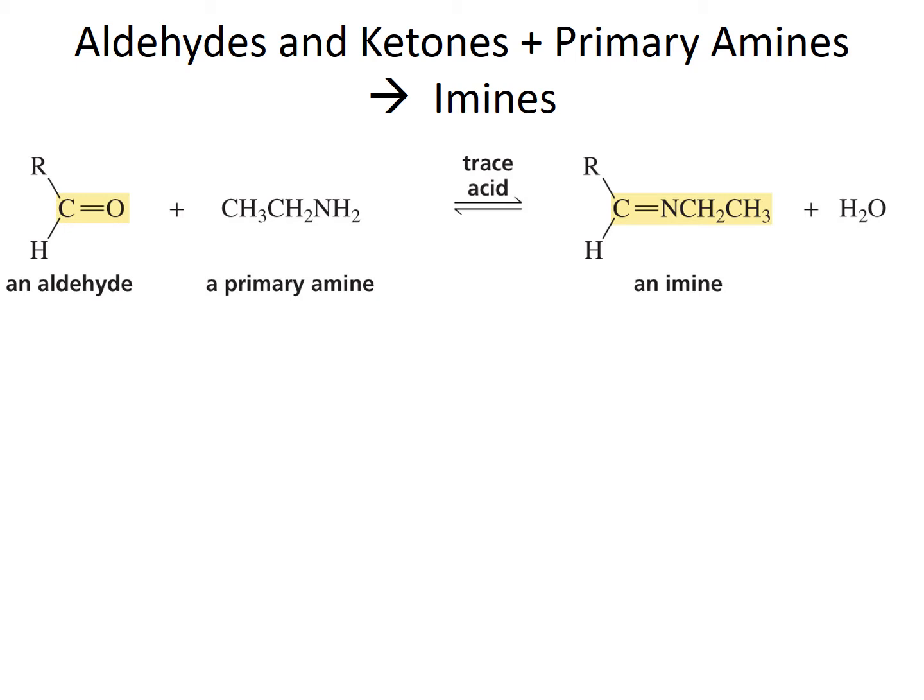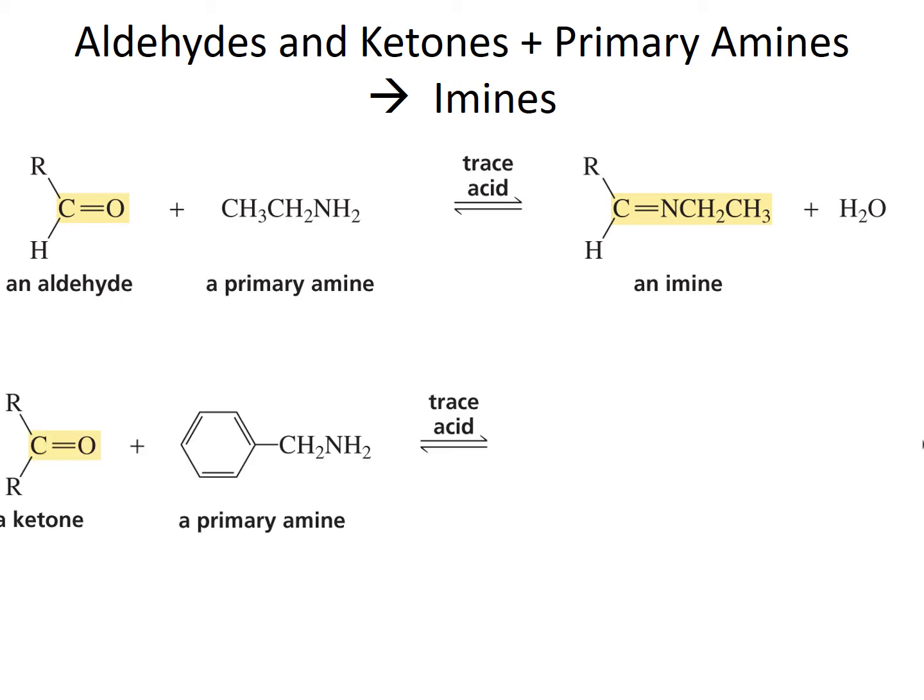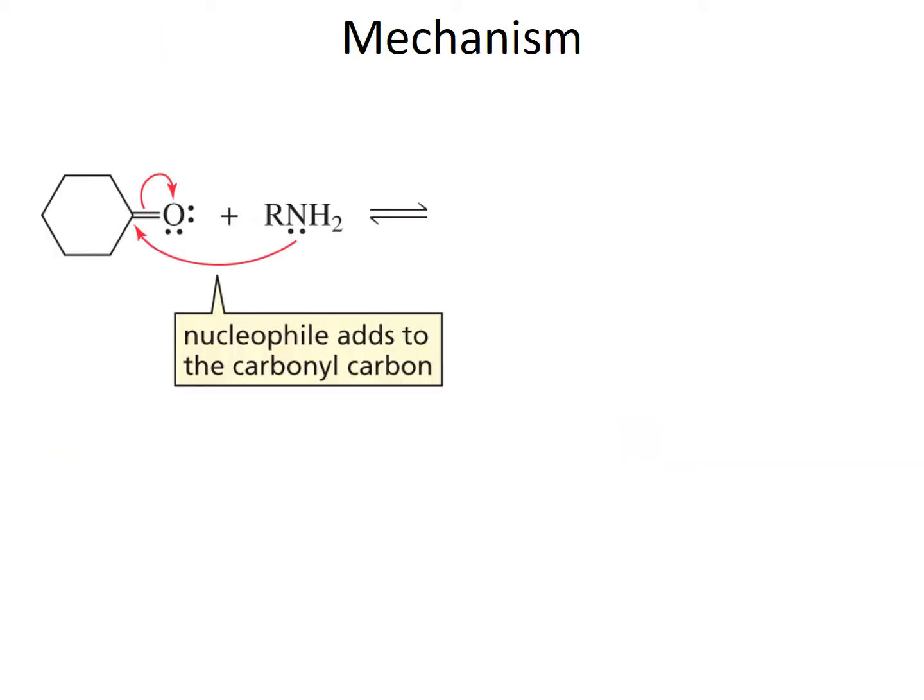Notice here, it is trading its 2 bonds to oxygen for 2 bonds to nitrogen, and the nitrogen is trading its 2 bonds to 2 hydrogens for 2 bonds to the carbon. So a nice little trade. The same functional group will result if you use a ketone. Same thing here, you just have a hydrogen on the carbon with an aldehyde versus 2 R groups on a ketone. This mechanism is pretty complex, but we'll go through it now.